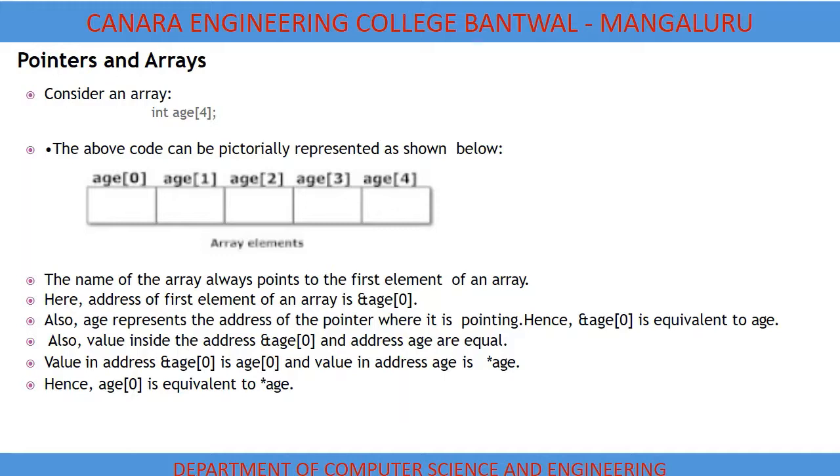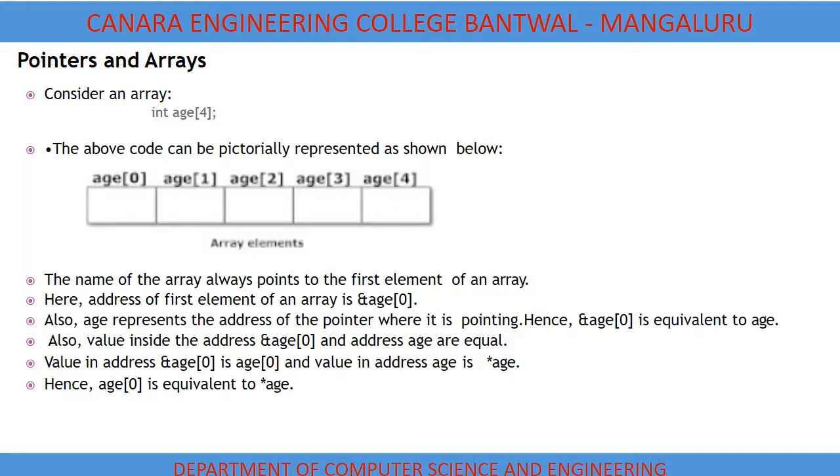The name of the array always points to the first element of the array. In this case the address of the first element of the array is ampersand age of 0. If I give ampersand age of 0, it will hold the starting address of the array. I can assign the starting address of the array to a pointer, or else I can even store the array name. The array name can be assigned to a pointer variable, which will give me the starting address of the array.